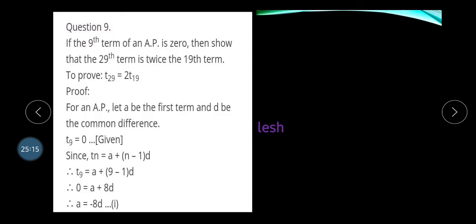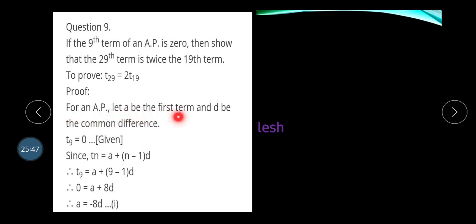Question number 9. If the ninth term of an AP is 0, then show that the 29th term is twice the 19th term. That is, what they are telling us to prove is that the 29th term is twice the 19th term. So we have written it like this: T29 is equal to 2 times T19. Okay, let's prove it.